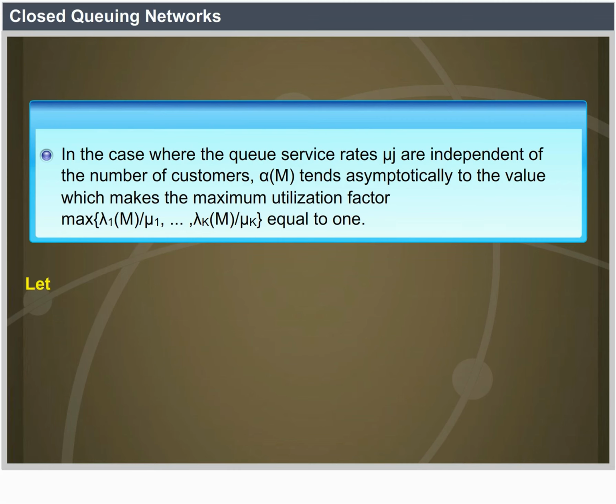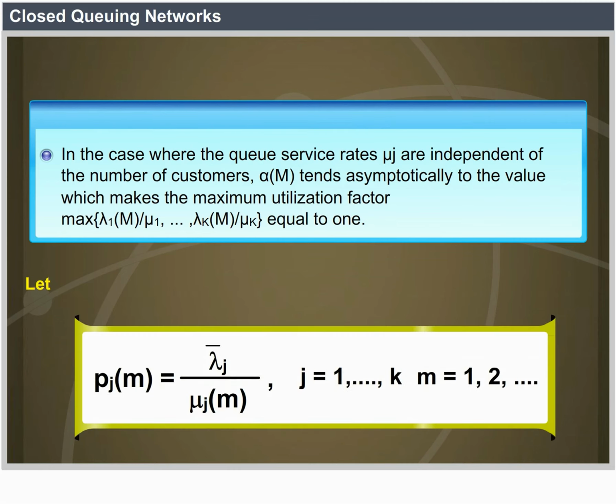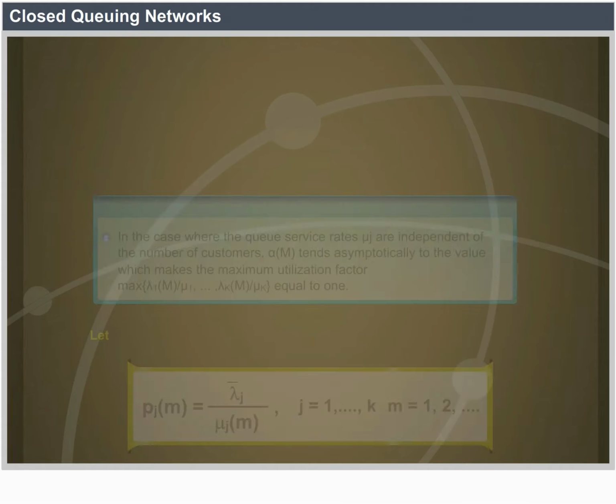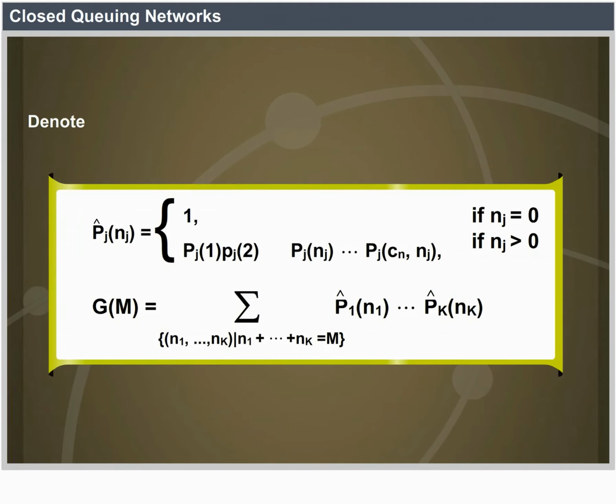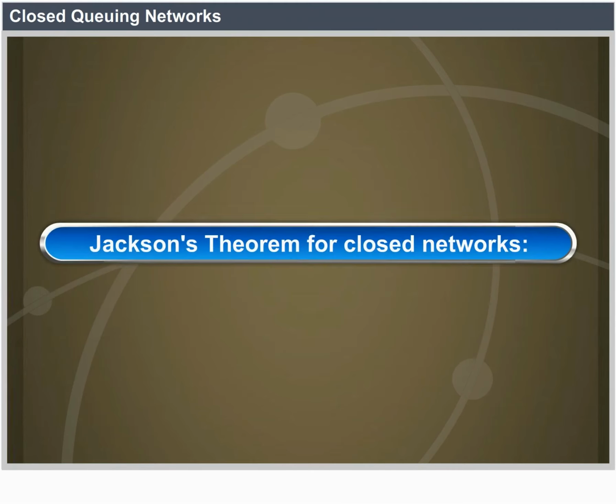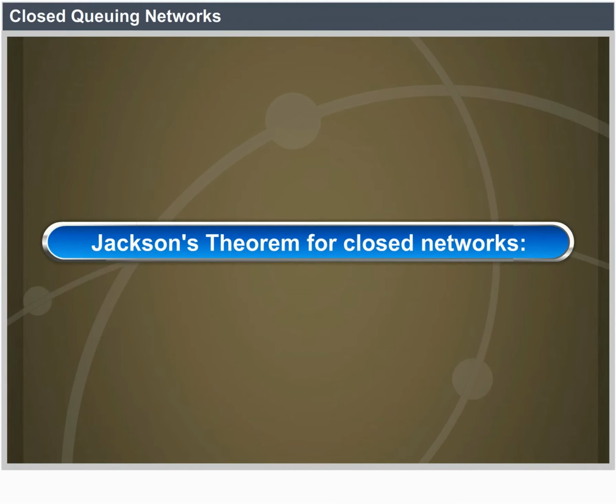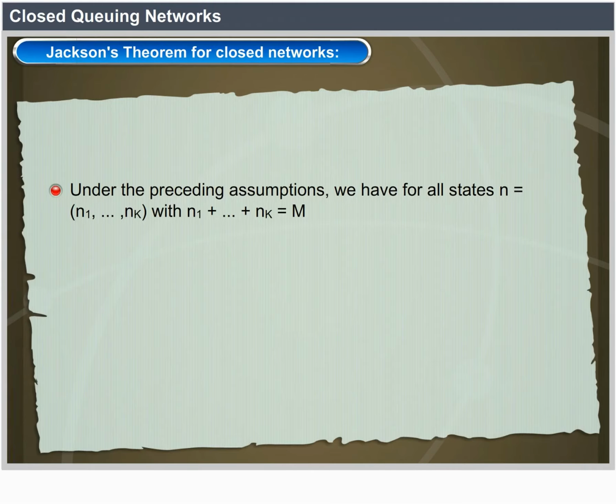Jackson's theorem for closed networks. Under the preceding assumptions, we have for all states n equal to n1 to nk with n1 plus n2 plus ... plus nk equal to M, as shown.